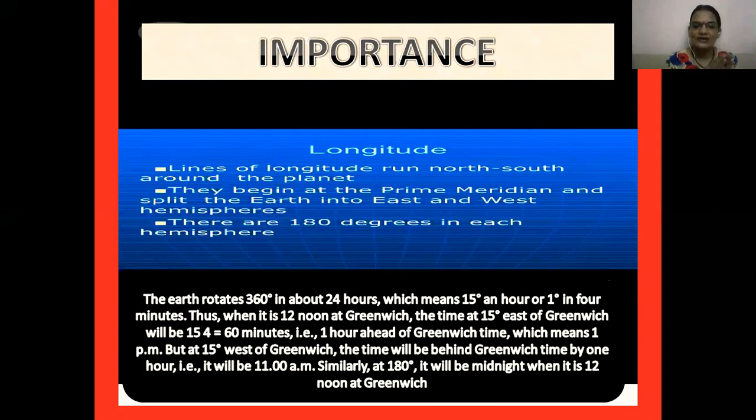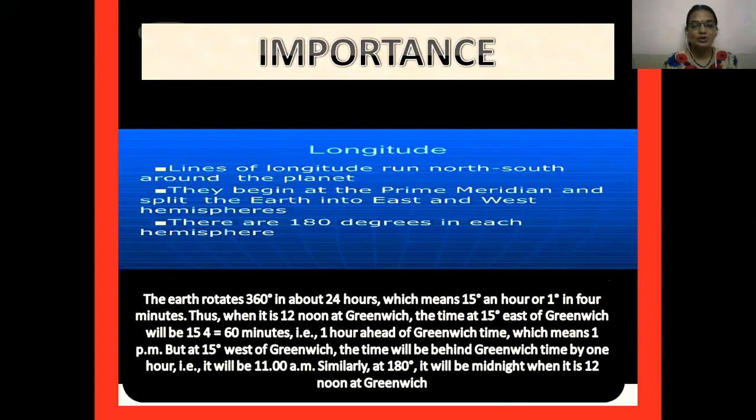As the equator divides the earth into northern and southern hemispheres, in the same way, students, longitude divides the earth into two halves, that is the eastern hemisphere and the western hemisphere. The earth rotates 360 degrees in about 24 hours, which means 15 degrees an hour or 1 degree in 4 minutes.